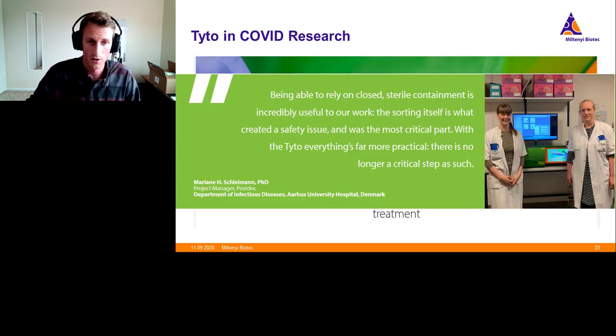All right, so now getting into another group that's used the Tyto in a COVID-19 context. This is a group in Denmark that has used the Tyto to work on an antibody treatment, and they have used it in a similar context. I think this slide is so interesting, the picture that they've put up here, because there's sort of a gut reaction to seeing people in a lab facility without gloves, without a hood, without masks, working on a sorter that's sorting infectious material.